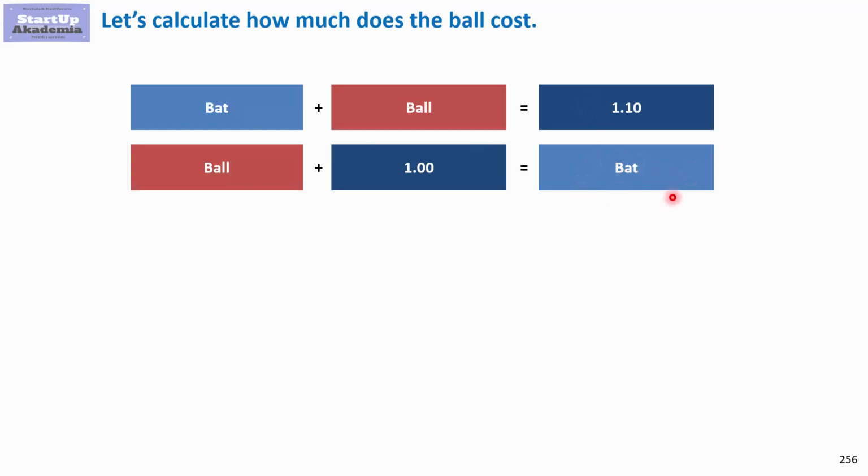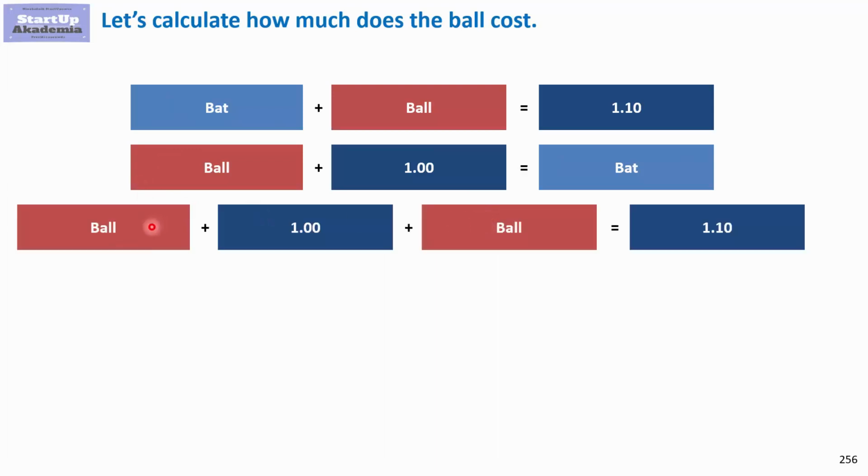From the second equation we know that the bat is equal to the ball plus $1. So let's replace the bat in the first equation above with what we've got in the second equation, and we'll get that the ball plus $1 plus the ball is equal to $1.10. As you can see, this is the bat from the second equation, and the ball which we have here is just rewritten from the first equation, and obviously $1.10 is also from the first equation.